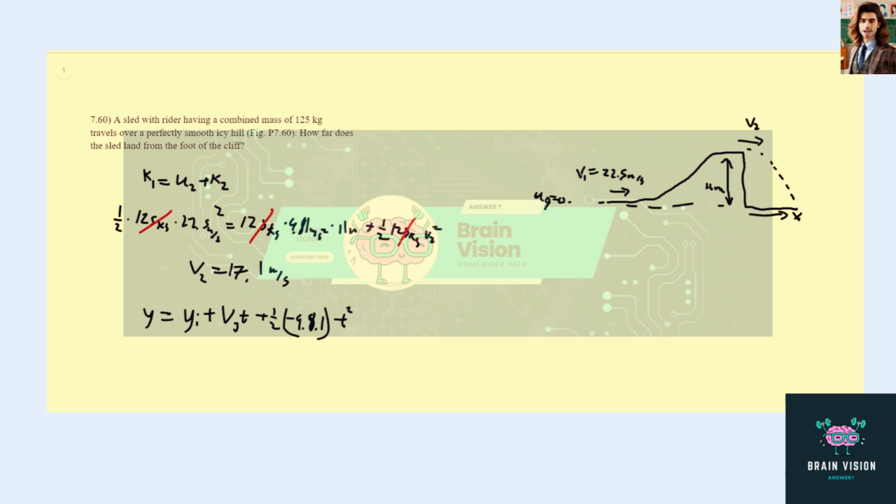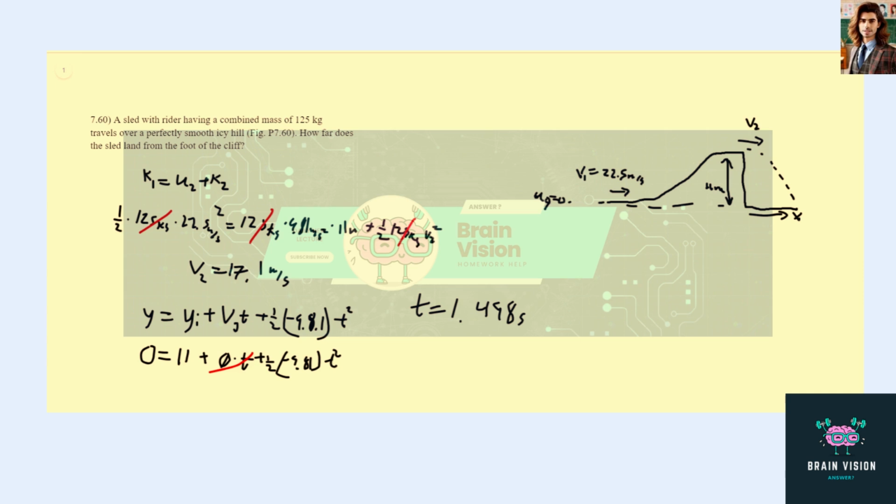Okay, so some things we can get right off the bat. It goes to a final height of 0. The initial height is 11 meters. The initial velocity in the y direction is 0. And then plus 1/2 times negative 9.81 t squared. Okay, so solve for t, and we get t to be equal to 1.498 seconds.